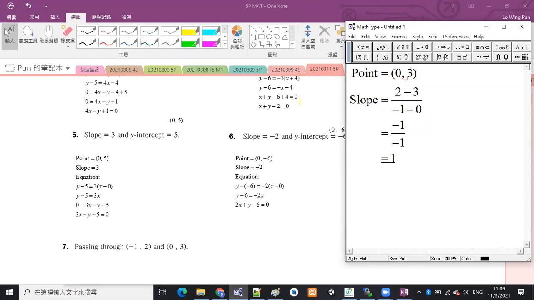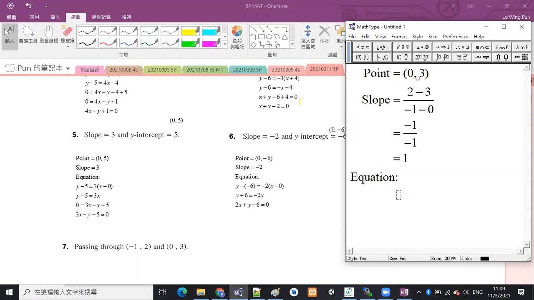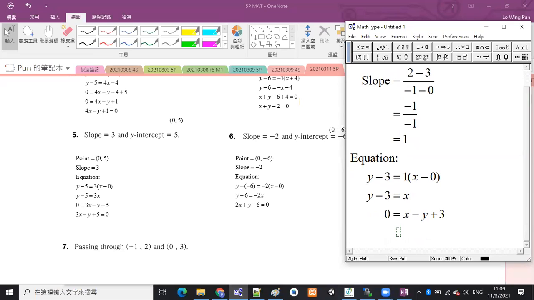Okay, so now we have the points and we have the slope. So we can write down the equation. It is y minus y1 equals slope times x minus x1. Okay, simplify. So y minus 3 is equal to 1 times x, that is x. And then because x is on the positive side now, I'm going to move the y minus 3 to the right. 0 is equal to x minus y plus 3. And finally, I write everything on the left. x minus y plus 3 equals 0. And that will be our answer.